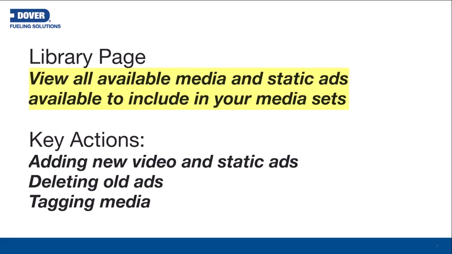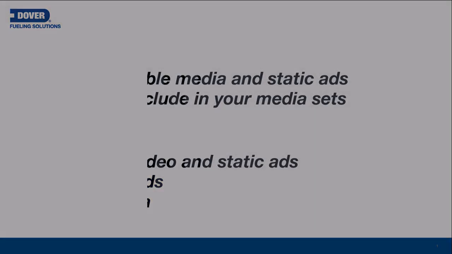Some of the key actions performed from this page include researching and solving errors, creating new media sets, and editing existing media sets. The Library page is where you can view all the video and static ads that are available for you to include in your media sets, giving you a simple way to sort and view the creative content as well as the associated details of each asset. Some of the key actions performed from this page include adding new videos and static ads, deleting old ads, and placing tags on ads in the library.